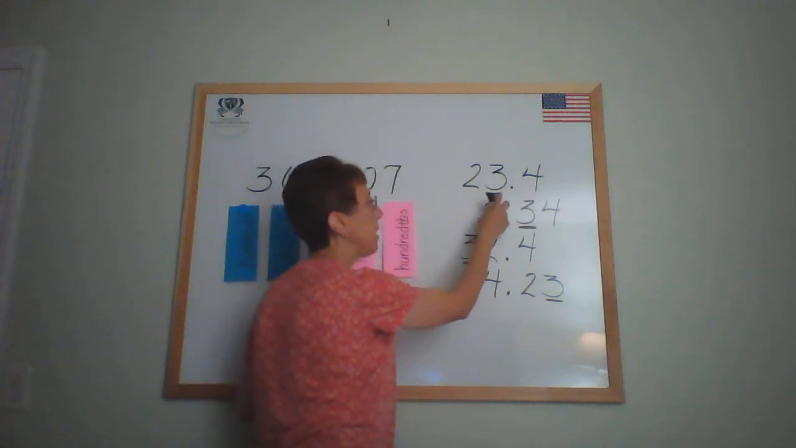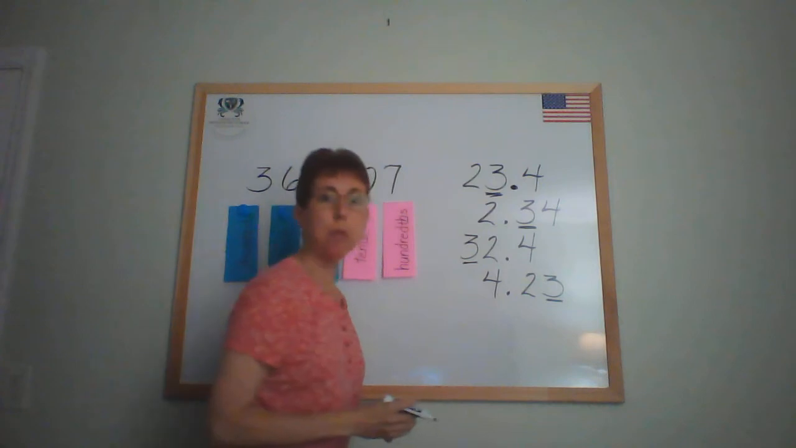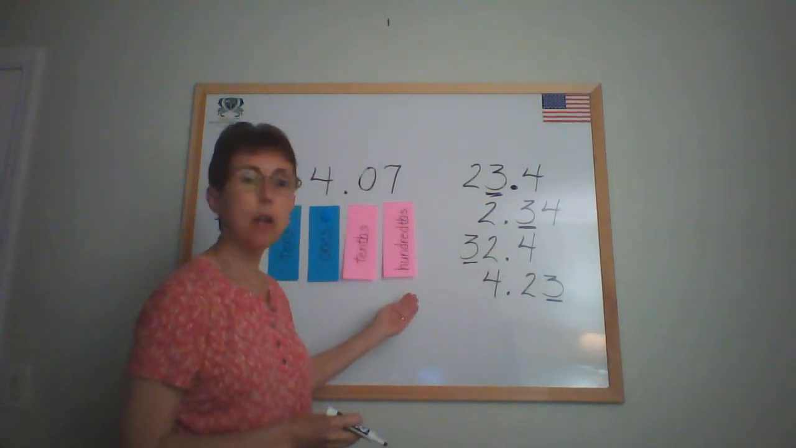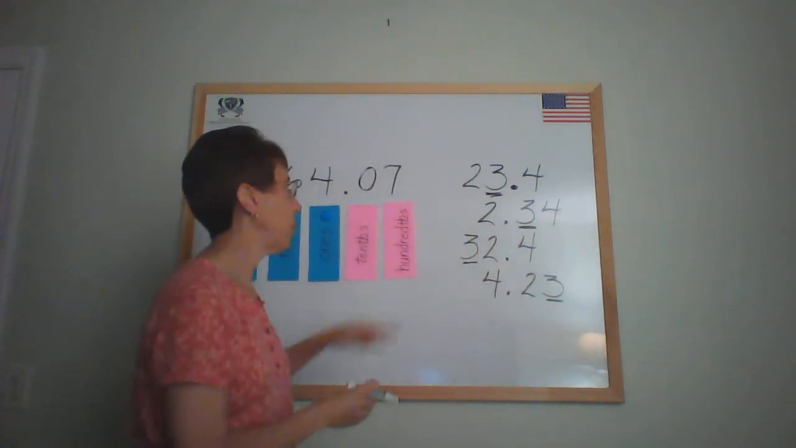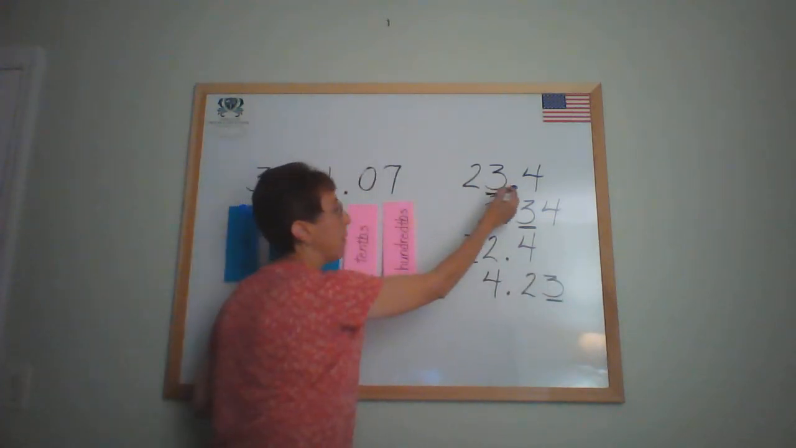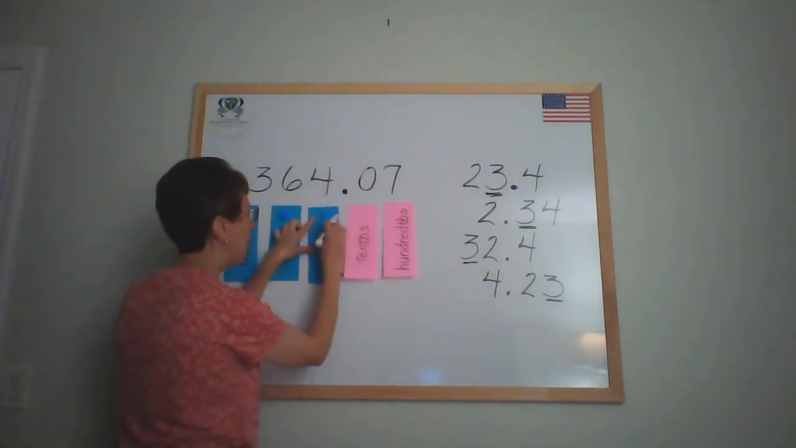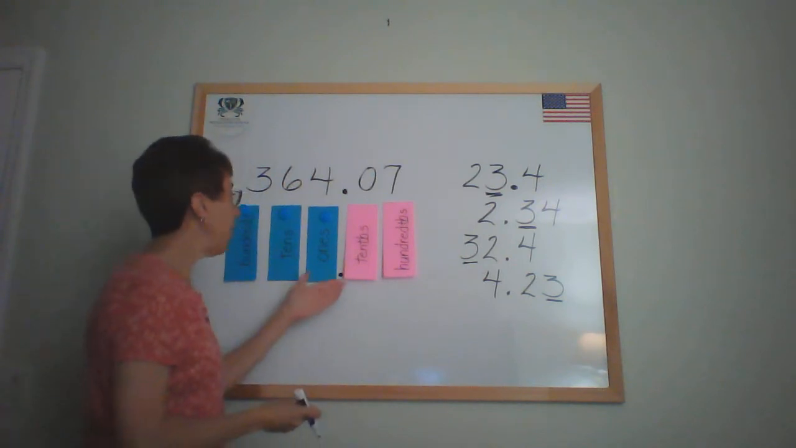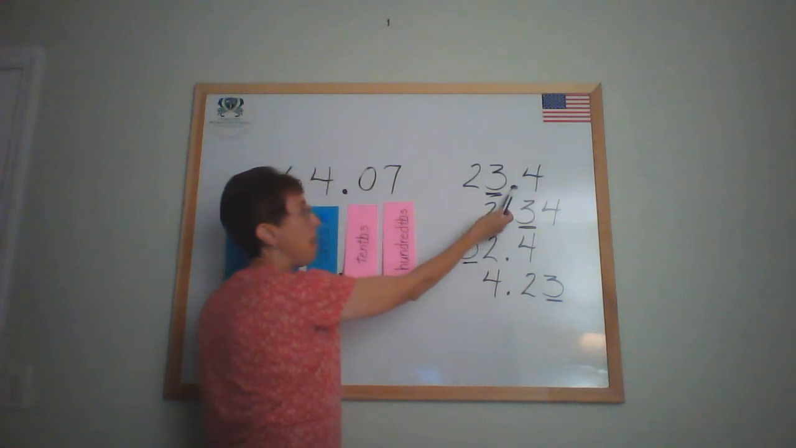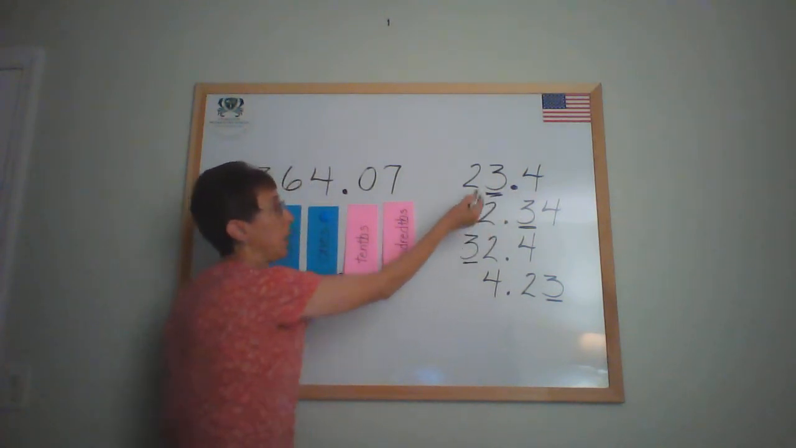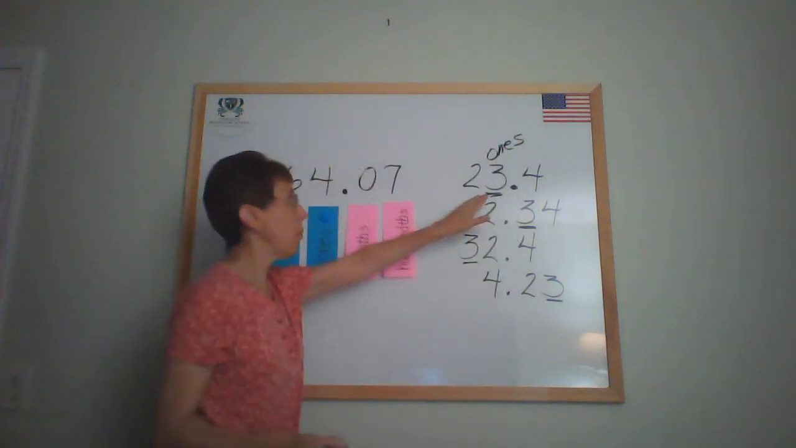So here we have 23 and 4 tenths. Now always remember, to the left of the decimal point are your whole numbers, to the right of the decimal point are your decimal numbers. So here we have a 3. Immediately to the left of the decimal is your ones. So here we're looking at the 3. That's the place immediately to the left of the decimal. That is your ones. Okay, that's your ones place.